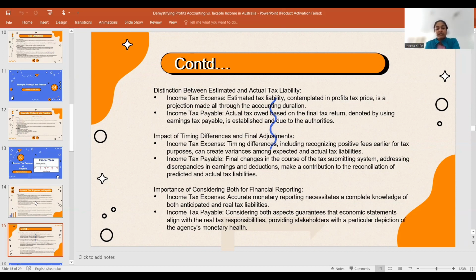Now let's talk about the importance of considering both for financial reporting. Accurate financial reporting necessitates a complete knowledge of both anticipated and real tax liabilities. Considering both aspects guarantees that the financial statements align with the real tax responsibility, providing stakeholders with an accurate depiction of the company's financial health.